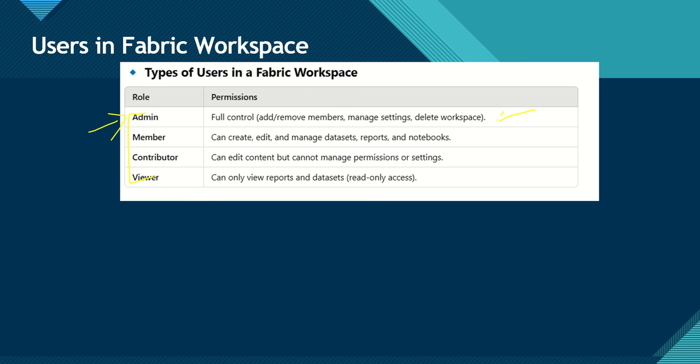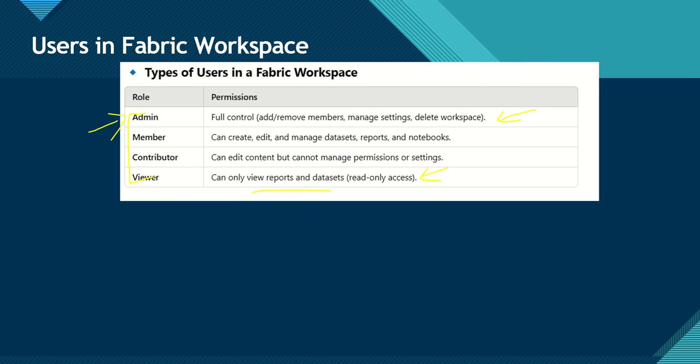Admin is the highest level of privilege anyone can get, and viewer access is the lowest level of privilege given to people. So as the name indicates, they can only view reports and data sets. Only view. They will not be able to edit it. They will not be able to delete it. They will not be able to manipulate.